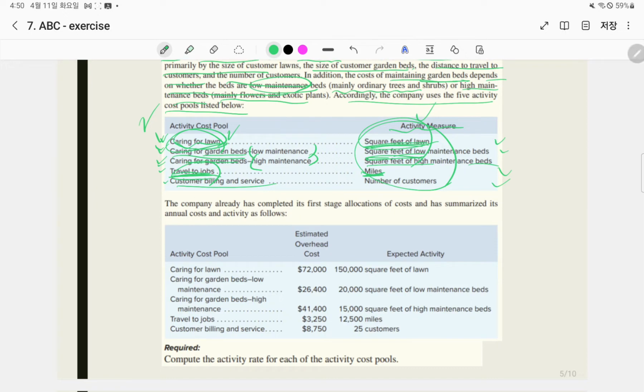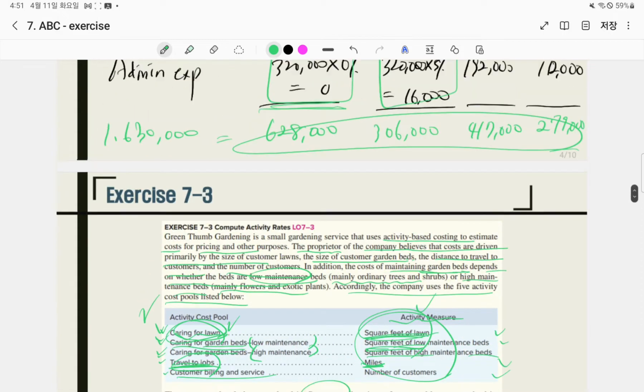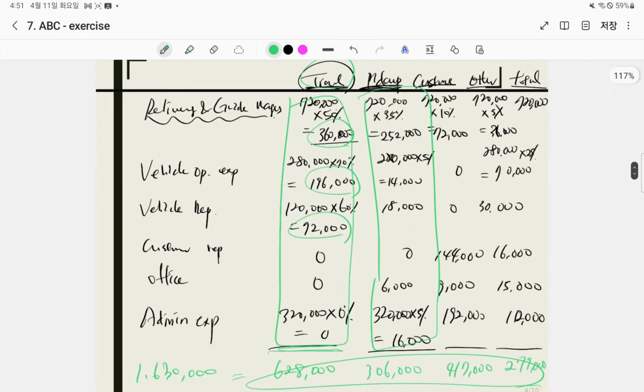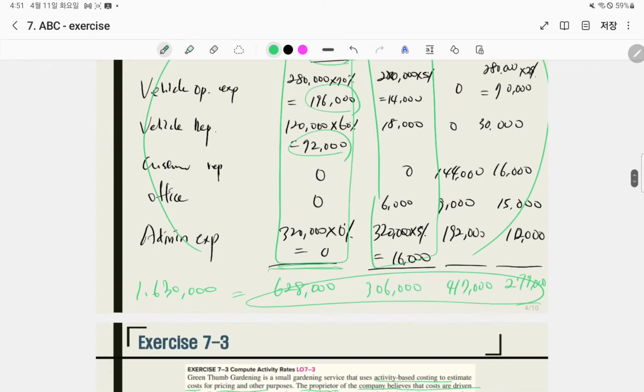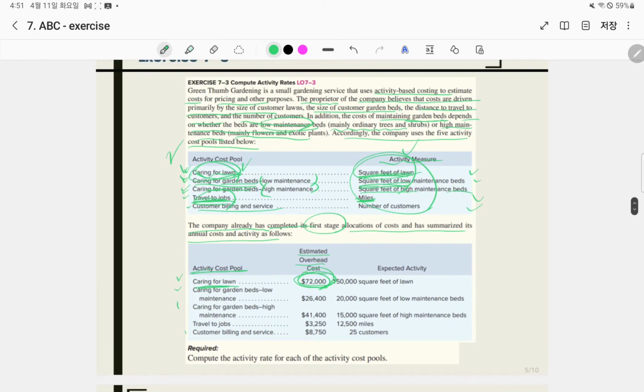Anyhow, the company already has completed its first stage allocation of cost and has summarized its annual cost and activity as follows. So activity cost pool here and estimated overhead cost. Caring for lawn assigned with $72,000. How are these numbers derived? You already did this kind of first stage allocation, okay? So this number corresponds to this number, right?